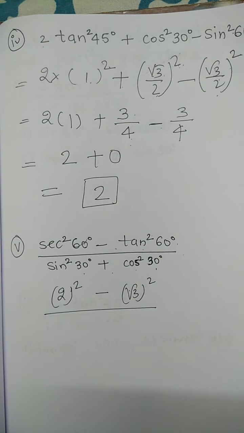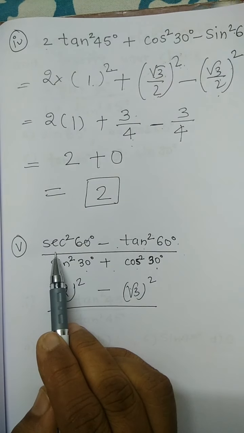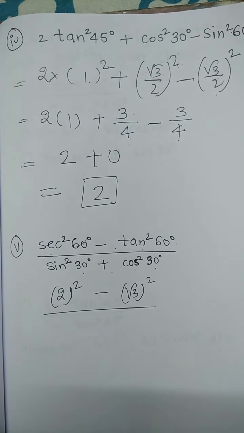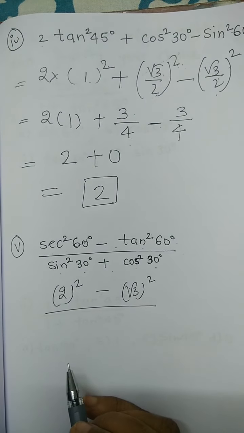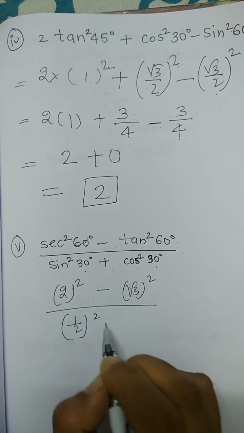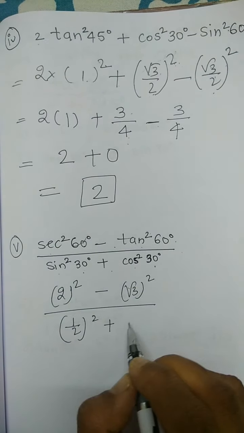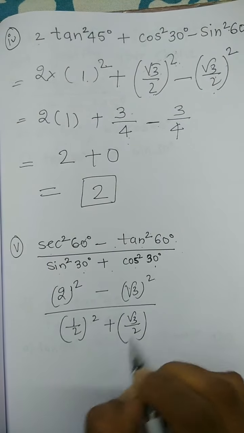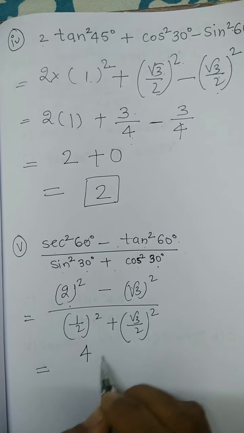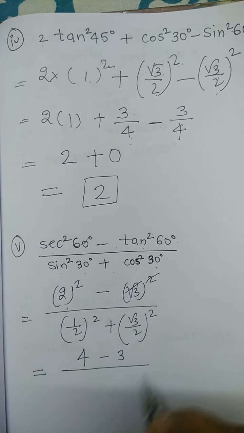Tan 60 degree is root 3 and sec 60 degree is 2. So 2 square minus root 3 square. Then sin 30 degree. What is the value of sin 30? 1 by 2 whole square plus cos 30. Cos 30 is root 3 by 2 whole square. So it gives you 2 square 4 minus, square and root cancel, you will get 3 upon.